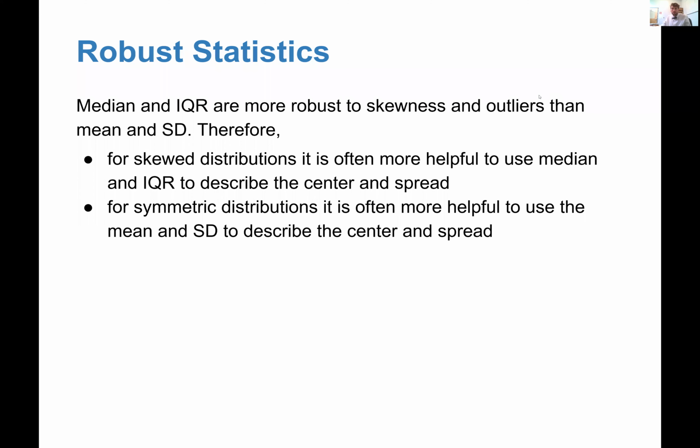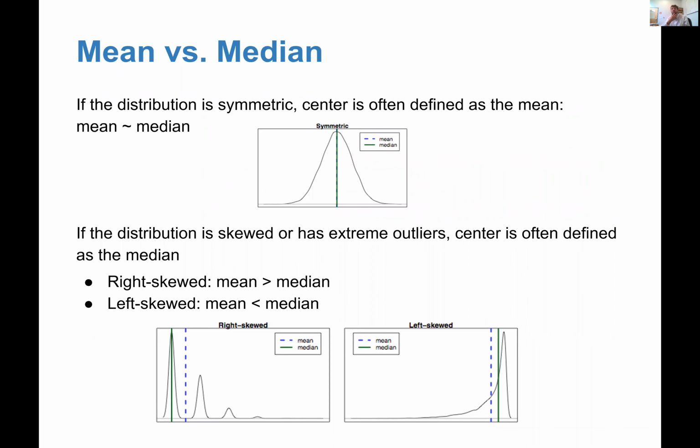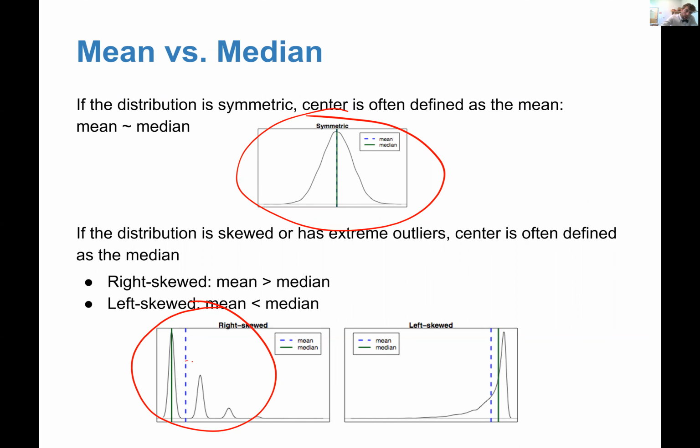Yeah, so we're back. We're talking about robust statistics. And so if you were doing household income for a student, you want the median. Okay, now let's look at some things. So median versus mean. If you have a symmetric distribution like this, then the median and the mean are the same. But if you have something that's right skewed, like here, then the skewness pulls the mean over. So the mean got pulled over by the skewness of the data.